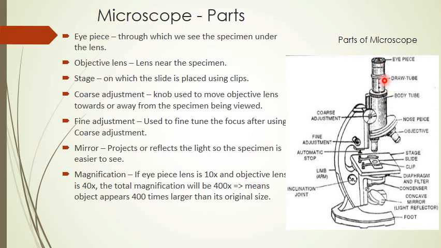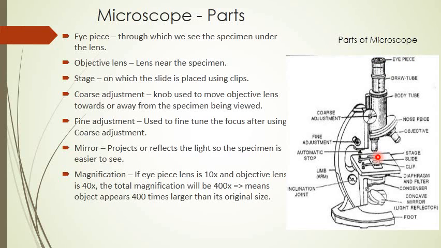Okay, and this is the body of it, and this is the objective. The objective has a lens inside it. As we have an eyepiece lens inside the eyepiece, here also we have a lens. Why is it called the objective lens? Because it is near the object. We keep the object here, right? So it is near the object, that is why it is called the objective lens. This is near the eye, that is why it is called the eyepiece.